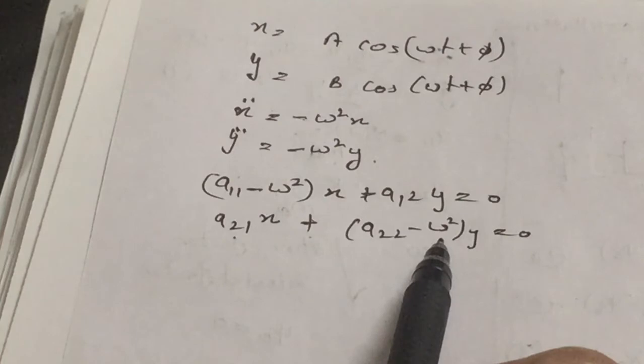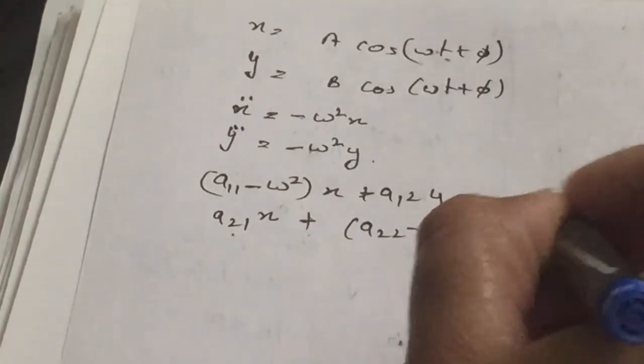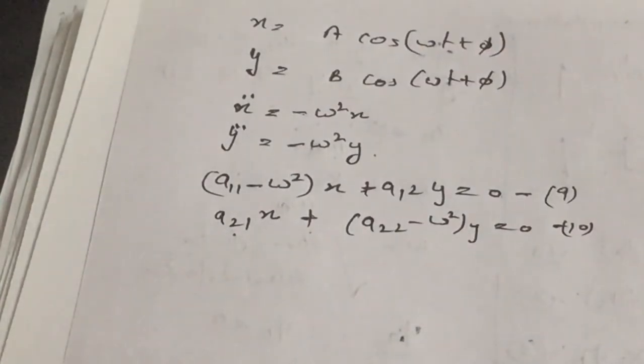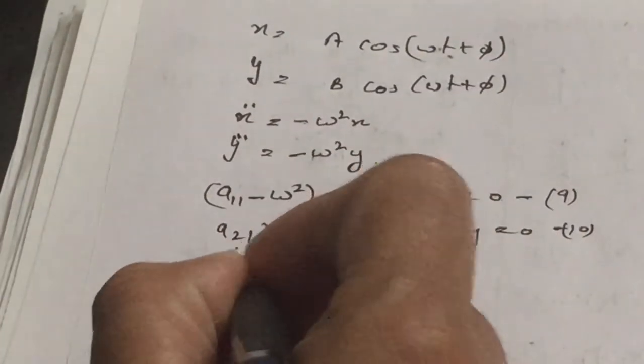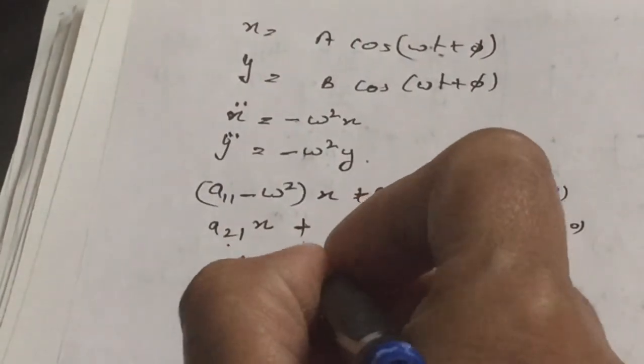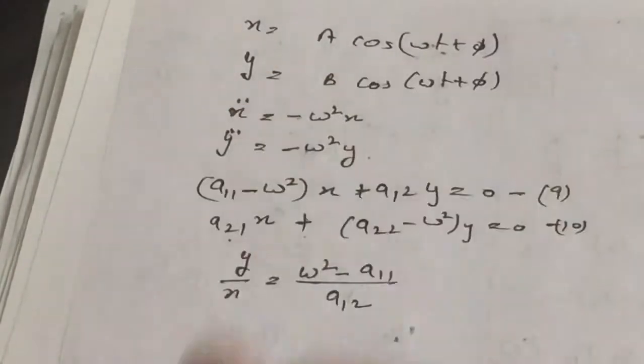Suppose this is equation 9 and this is 10, we can find out the value of y and x. The ratio of y and x from equation number 9, we will have omega square minus a11 divided by a12.